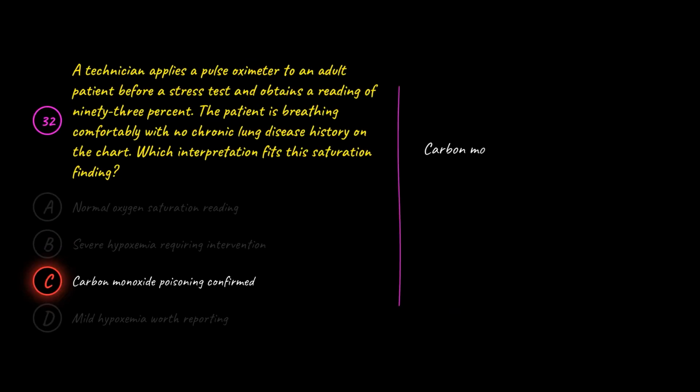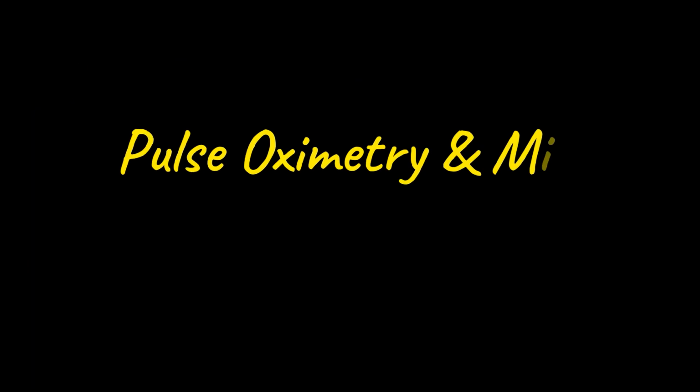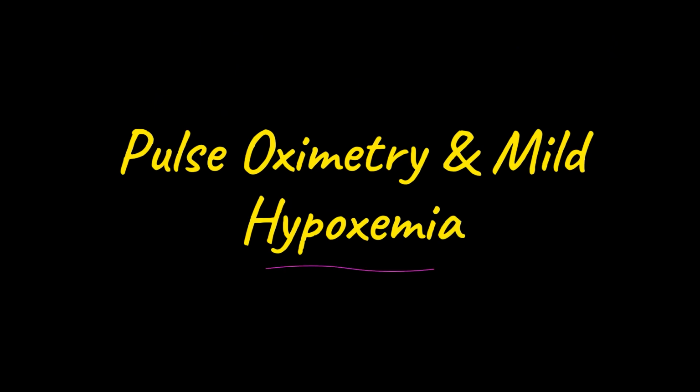C is wrong because carbon monoxide poisoning produces a falsely normal pulse oximetry reading rather than a clearly low one. The drop to 93% does not match the typical misleadingly high oximetry pattern seen with carbon monoxide exposure. Pulse oximetry estimates how much of your hemoglobin is carrying oxygen using two wavelengths of light passed through a fingertip or earlobe. Understanding what the numbers mean and when they matter is the core skill here.